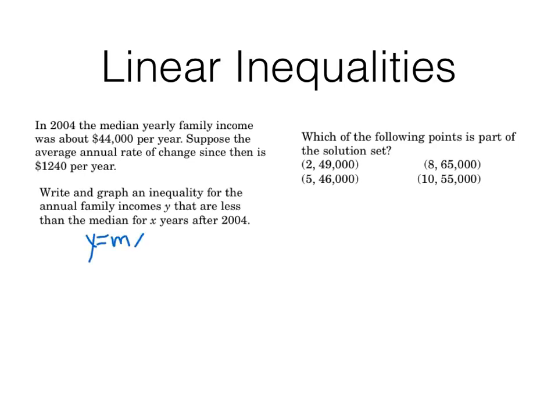We're going to make it an inequality by having an inequality symbol instead of an equal sign. Well, Y is our family incomes here. The rate of change is our slope here. That's 1240, so that goes in the spot for M. And that's an increase because it's a positive rate of change, so it's increasing from the baseline of 44,000. In this inequality, X represents the years since 2004.